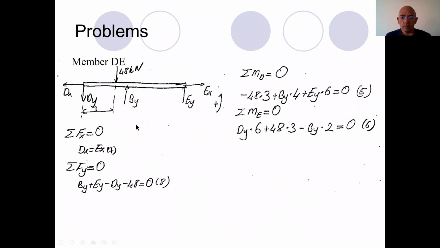Let's go further. Now, next thing is the beam DE. Certainly, action equal to reaction. Therefore, at point D, the direction of the forces has to be reversed. So we have a Dx in negative x direction, and we have a Dy in negative y direction.